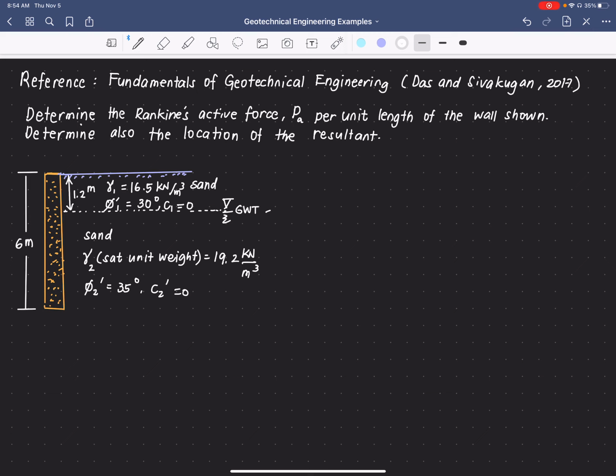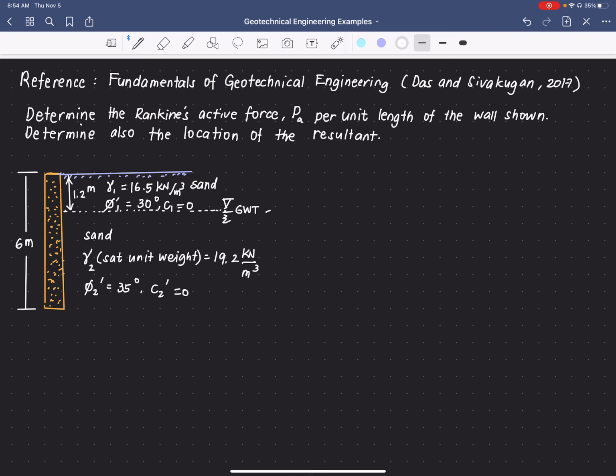So we are given a retaining structure or retaining wall with a height or a depth of 6 meters, and the backfill soil is sand having a dry unit weight of 16.5 and a saturated unit weight of 19.2 kilonewton per cubic meter. There is a groundwater table found at a depth of 1.2 meters below the ground surface.